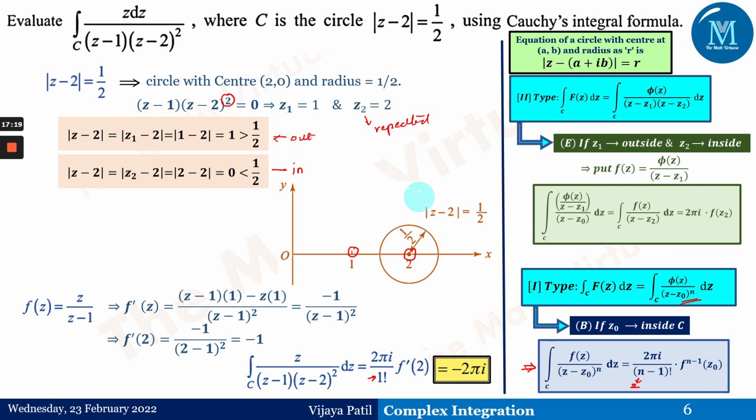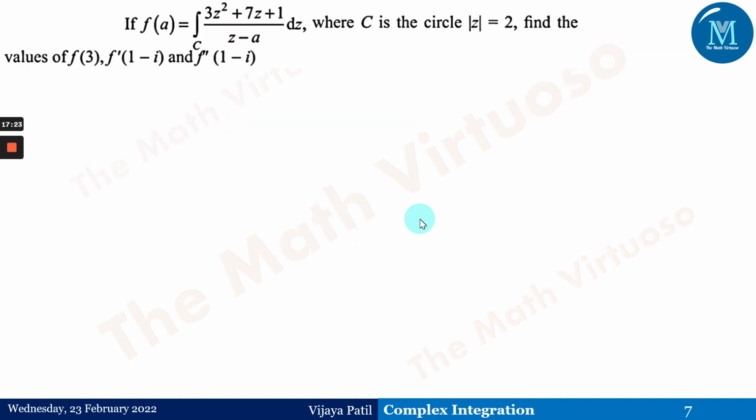So again, this question is separated from the previous questions. Again, this is a different type of question. If f(a) equals the integral of (3z² + 7z + 1)/(z − a) dz, where C is the circle |z| = 2, find the values of f(3), f'(1 − i) and f''(1 − i).